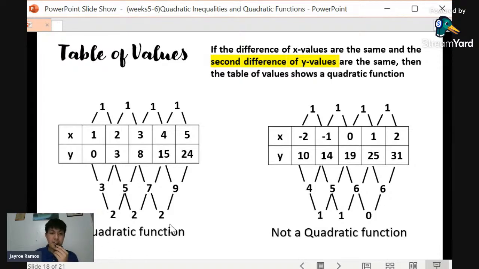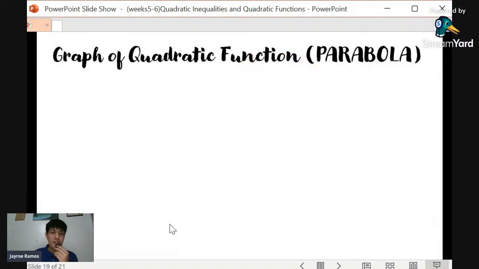So nakuha po ba yun? So I hope naintindihan po, no? So let's proceed to the next one. Okay. Now, we're almost done with our topic.